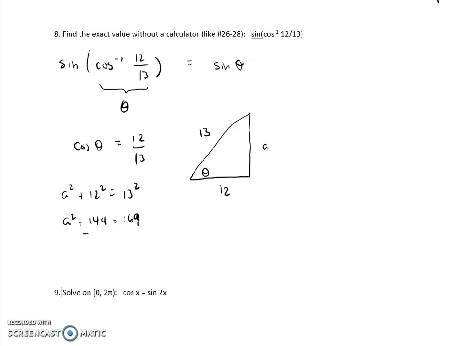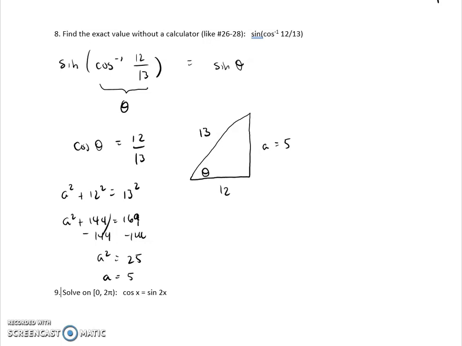All right, so we'll finish this. Move the 144 over. We get A squared is 25, and take square root on both sides. We get that A is 5. Okay. So if you recognize those special triangles, you can skip that. But if not, it's fine. Just do the Pythagorean theorem and you get it.